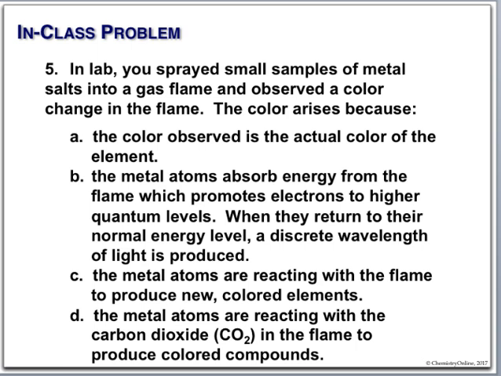Why in the world do we see this color? It's the actual color of the element. Metal absorbs energy, promotes electrons to higher quantum levels. When they return, we get discrete wavelengths. Metal atoms are reacting with the flame to produce colored elements. Or metal atoms are reacting with CO2 in the flame to produce colored compounds. Now we talked about this in class, and basically here's the model that we presented.